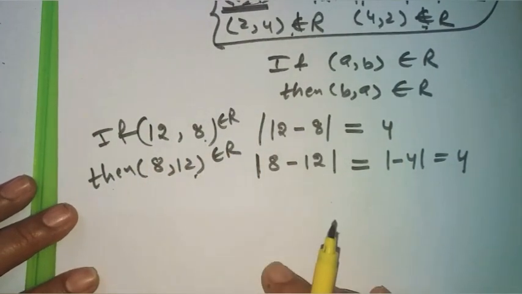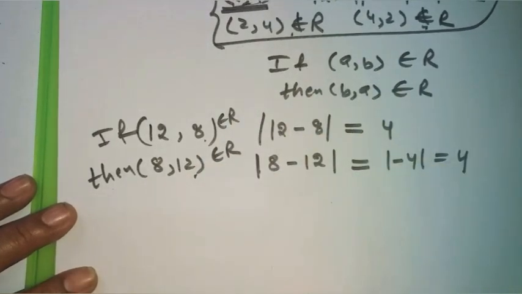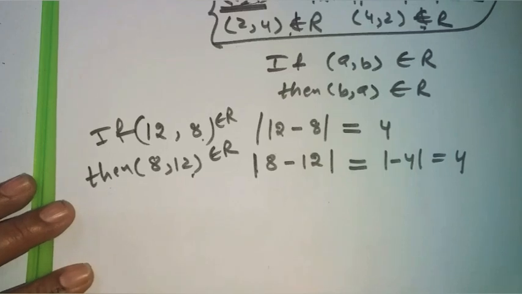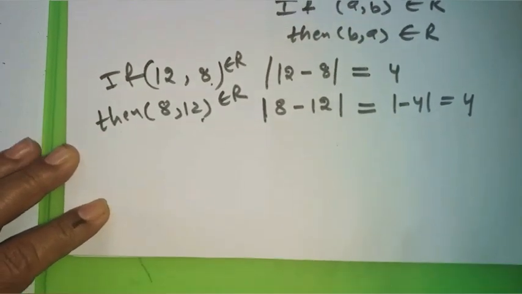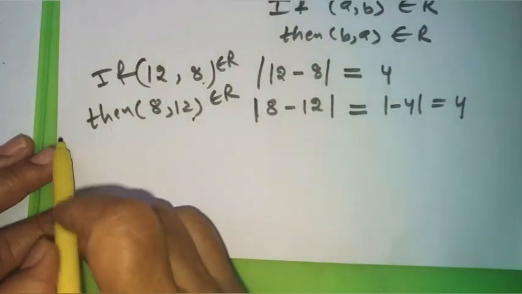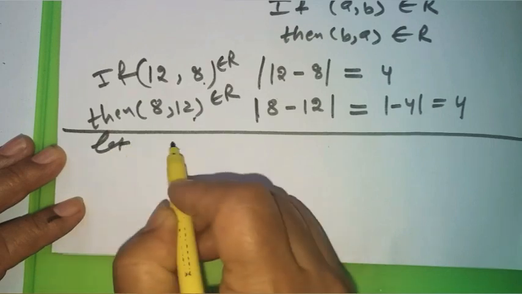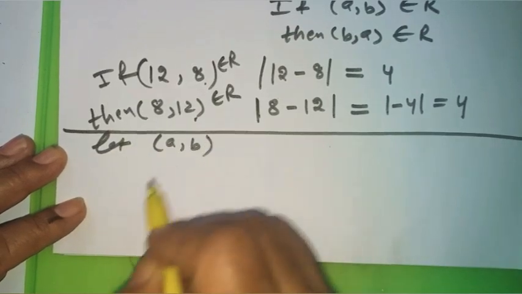So, by checking a few examples, I have already checked mentally that yes, the relation is symmetric. But now I have to prove it generally. I have to give a general proof. So for that general proof, what I do is, I consider any ordered pair (a, b).